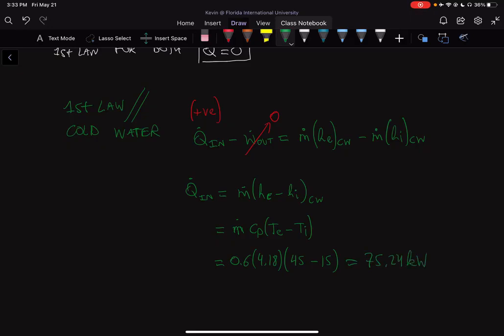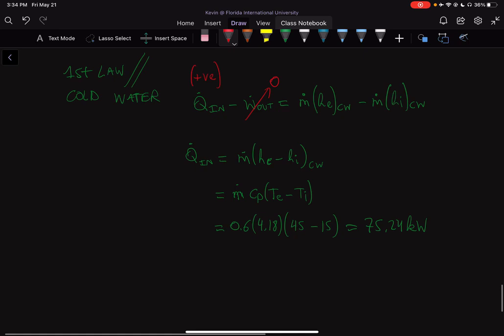So you get that this is equal to 75.24 kilowatts. So Q dot in is positive, which makes sense because we added some heat to the system, which means the temperature went up. It makes sense from a logical standpoint. Now, we've solved the first part of the problem. The second part of the problem asks for the temperature at the exit of the hot water. So I'll put TE of the hot water, THW.